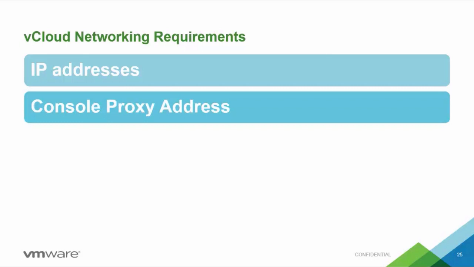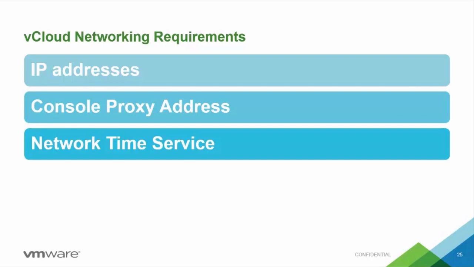And what we have here is a requirement that the console proxy address requests go direct to the cell, and they're not going via an SSL terminating load balancer or reverse proxy. One of the requirements that we'd have is a network time service configured within the environment.